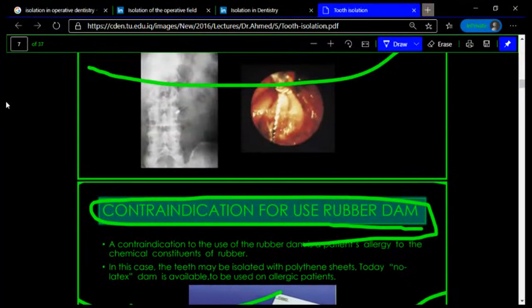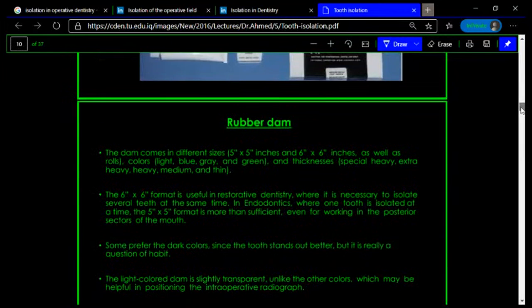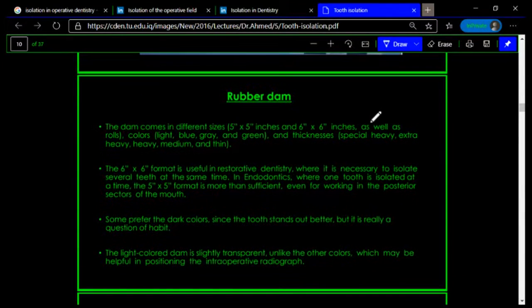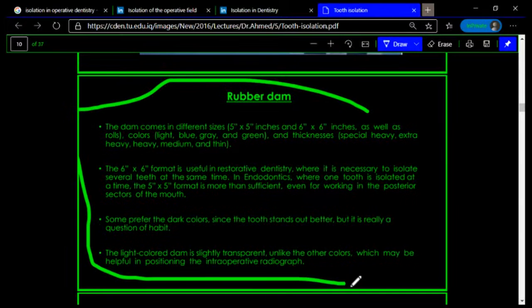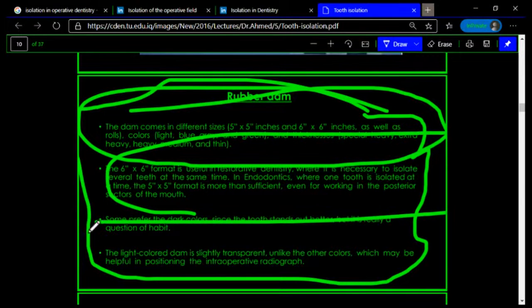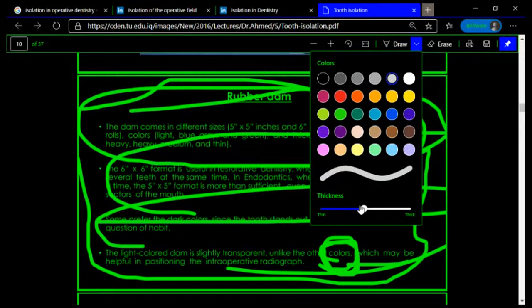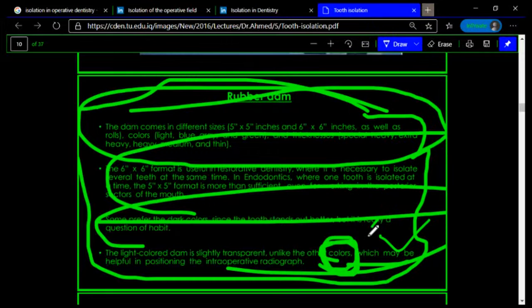But of course, our subject, as we remembered, was talking about isolation methods in operative dentistry. Conclusion: the conclusion of isolation methods used in dentistry. And this is only talking about the rubber dam and the importance of the rubber dam, the numerous conferences, sizes of rubber dam, formats of rubber dam, colors of rubber dam. This is the color of the rubber dam, which is here. This one.